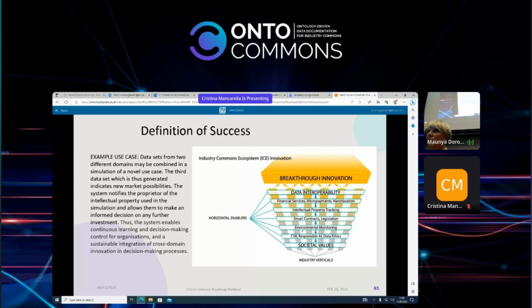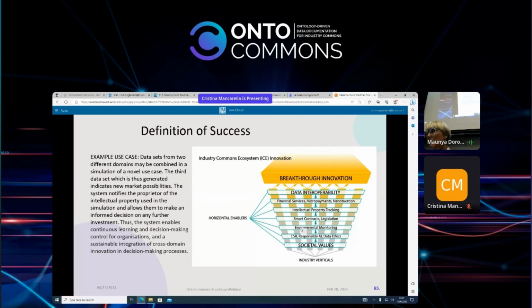So here's a useful use case. We take two data sets. If we get data sets from two different domains, we can combine them, we can model data sets in a new use case, and we generate a new data set that indicates new market possibilities. What happens when the system is fully integrated across verticals? The system can notify the proprietor of any of these data sets of the results of the new simulation. And of course, they can make informed decisions based on this notification.